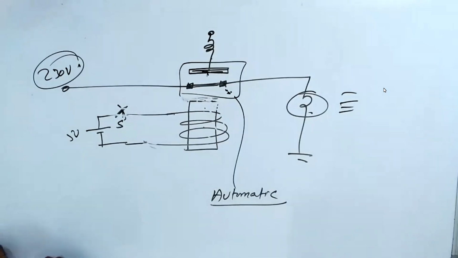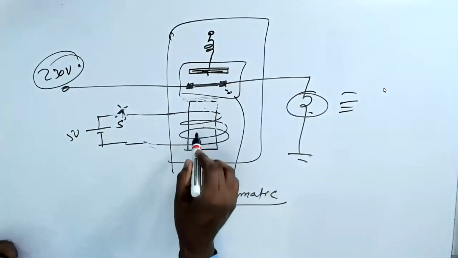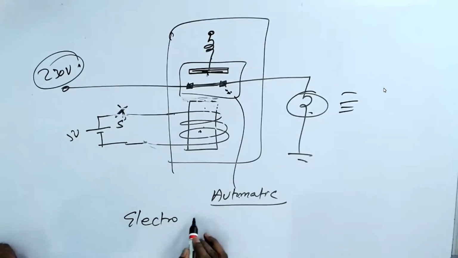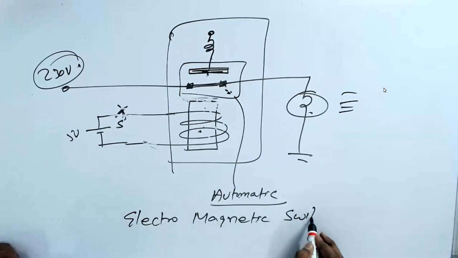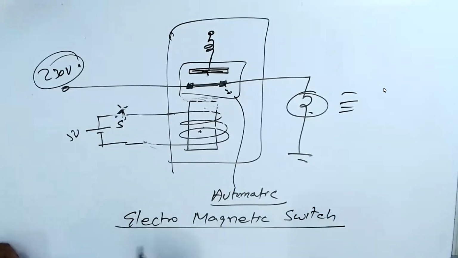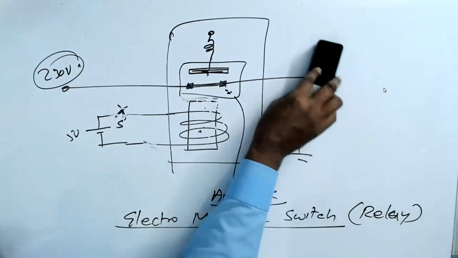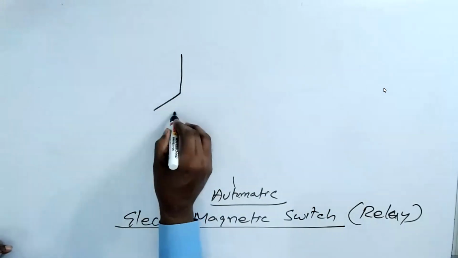But since we use a magnet here, they call this an electromagnetic switch. The short form they call it is a relay. So relay is nothing but an electromagnetic switch. So instead of drawing like this, we can draw it very simply. That's it.